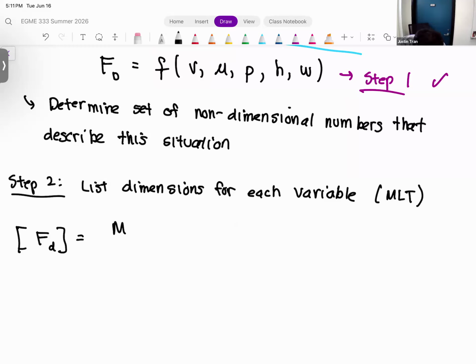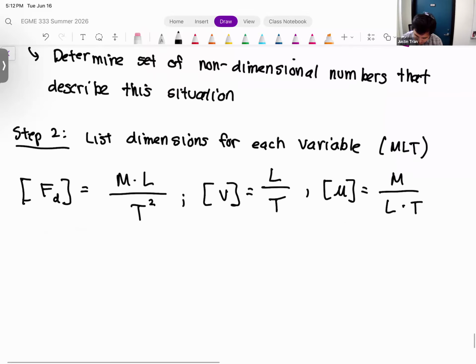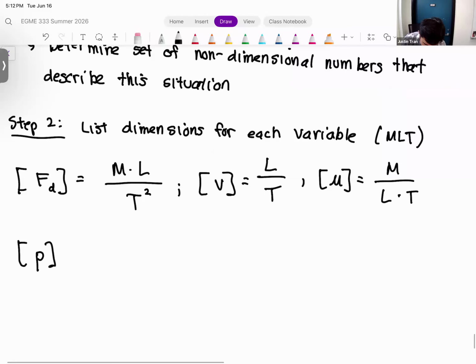So for a force, the dimensions are mass times acceleration, so it's mass times length divided by time squared. Next, we have the dimensions of velocity. And so velocity, just like our previous example, is length over time. Right, next we have viscosity. And so viscosity is just like before, mass divided by length times time. After the viscosity, we have density. And so density is mass divided by volume, so that's mass divided by length cubed.